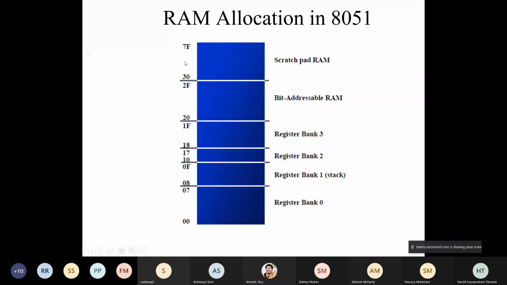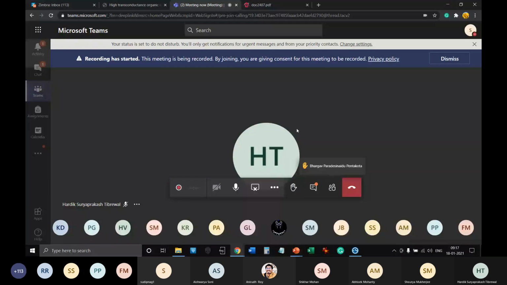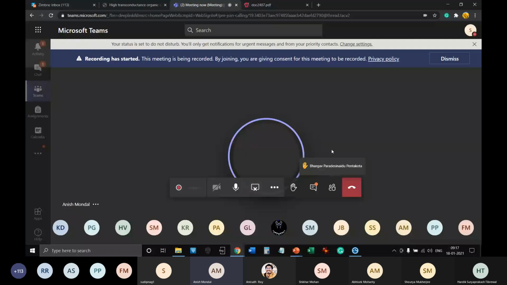Okay. Any question up to this point? Do you have any question? Sir, could you specify the difference between a clock and a timer? Okay. Yeah, just a moment.